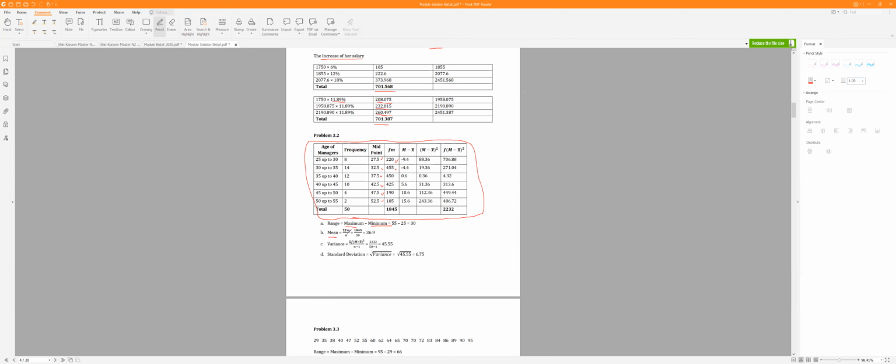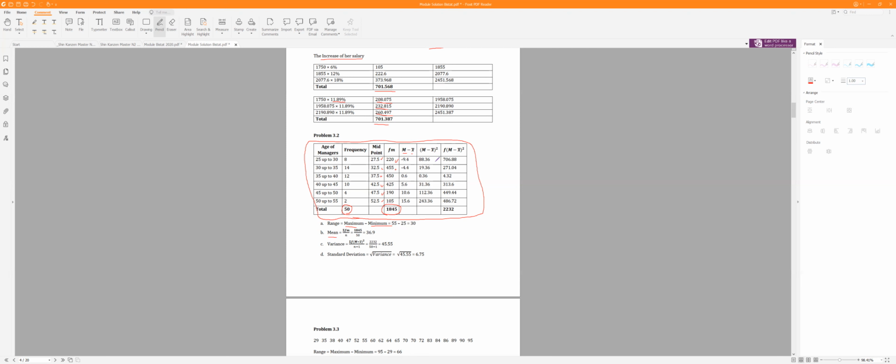Which is the sum of FM divided by N, and N is 50, as you have found here, and the FM sum is 1845. So 1845 divided by 50 is 36.5. And hence you can find M minus X bar, which is midpoint minus mean. So for example, for the first data, it's 27.5 minus 36.9. So minus 9.4, right? Negative 9.4. And you do it again for the next set of data.